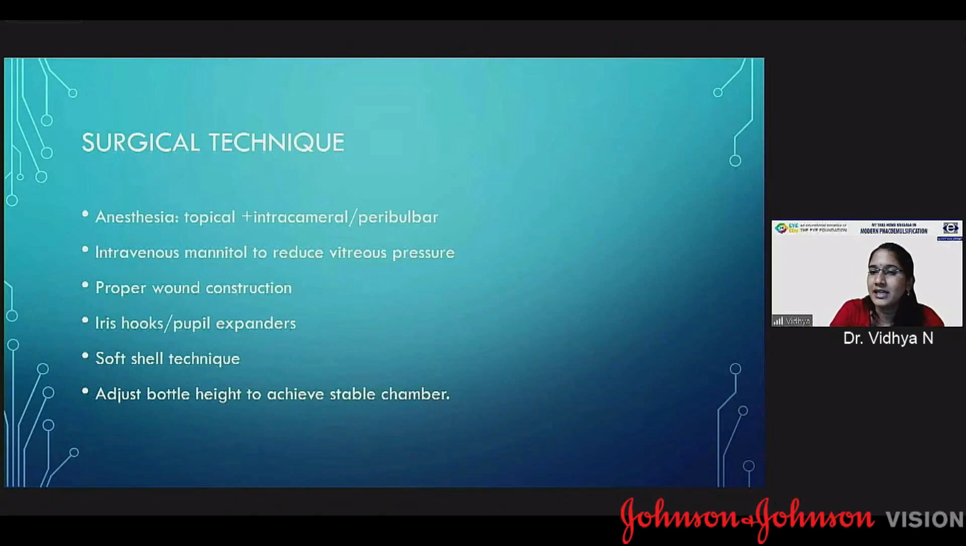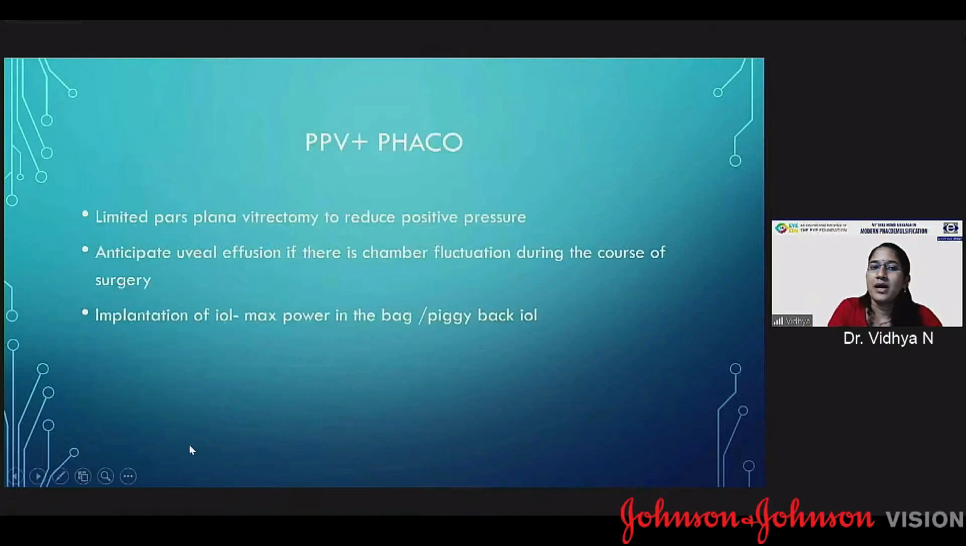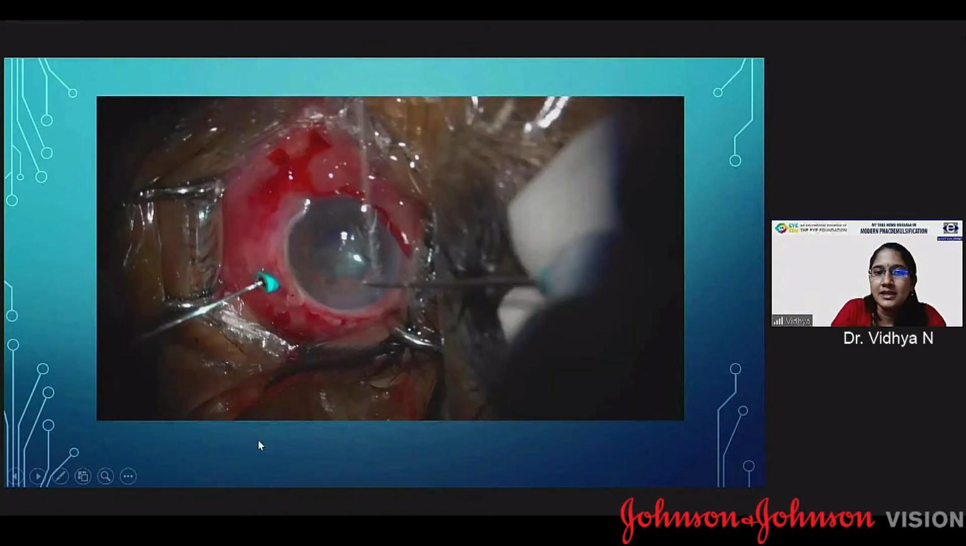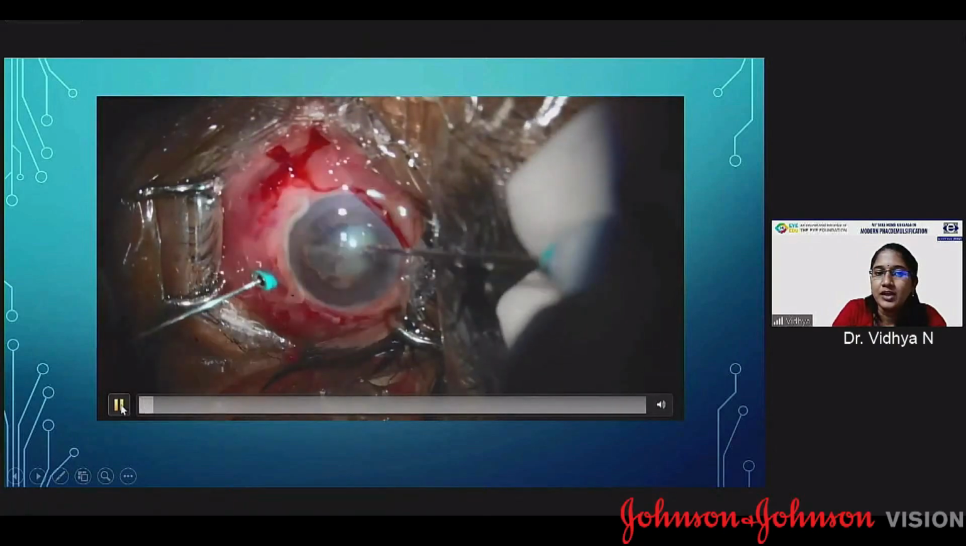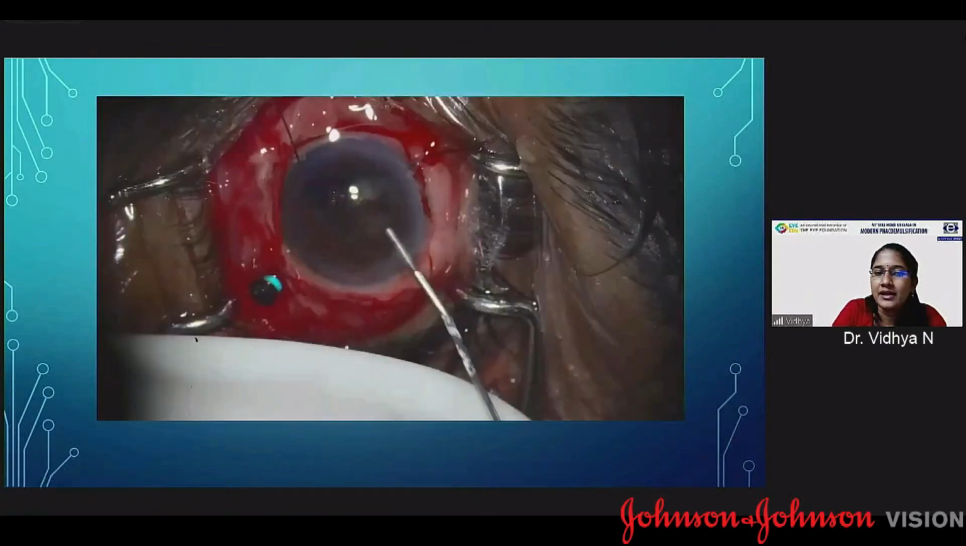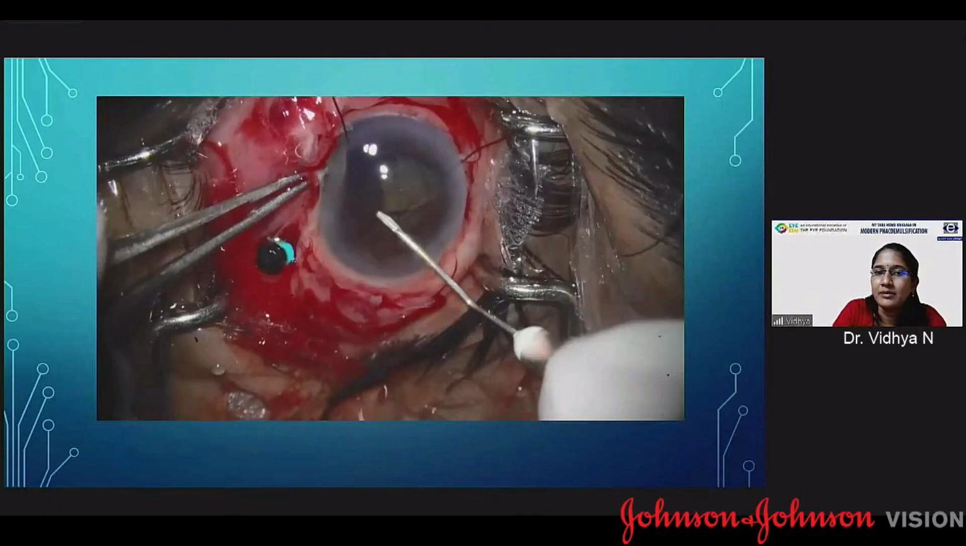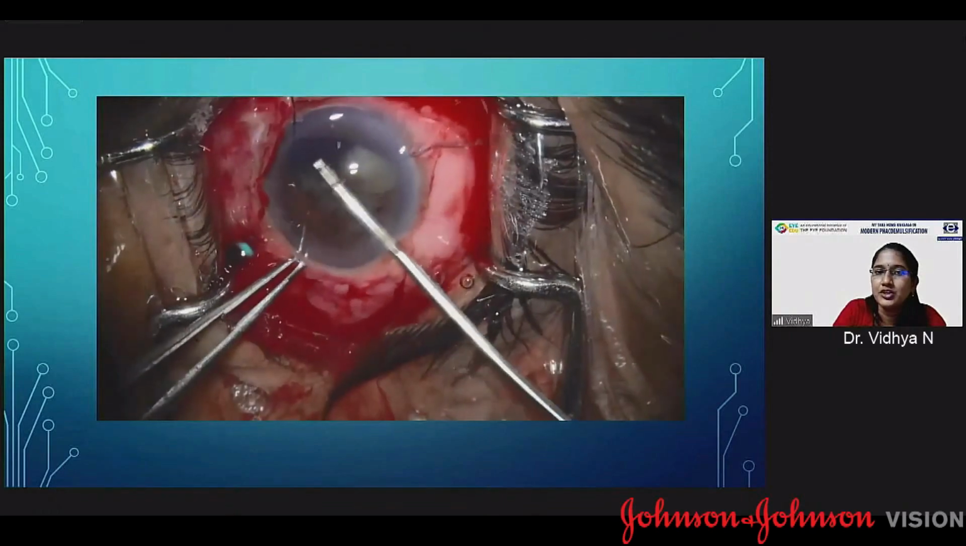A soft shell technique would be good to preserve the space and the endothelium. We need to adjust the bottle height to achieve a stable chamber. A limited pars plana vitrectomy may be required to reduce a severe positive pressure, as in this case. We have a patient here with an axial length of about 16 millimeters with a severe positive pressure, so we decided to proceed with a dry pars plana vitrectomy before we started our phacoemulsification.